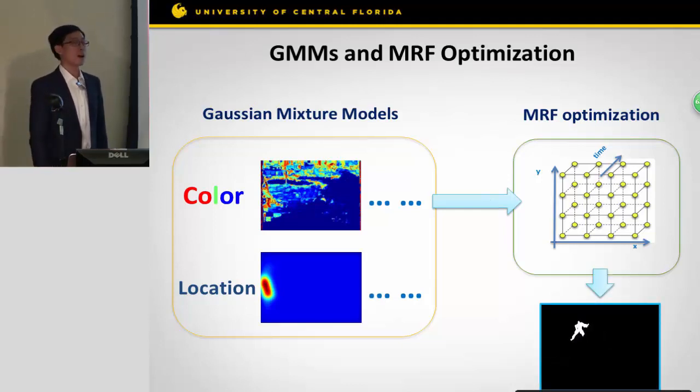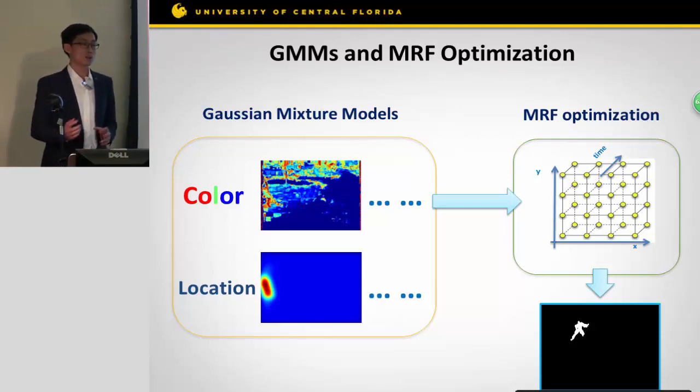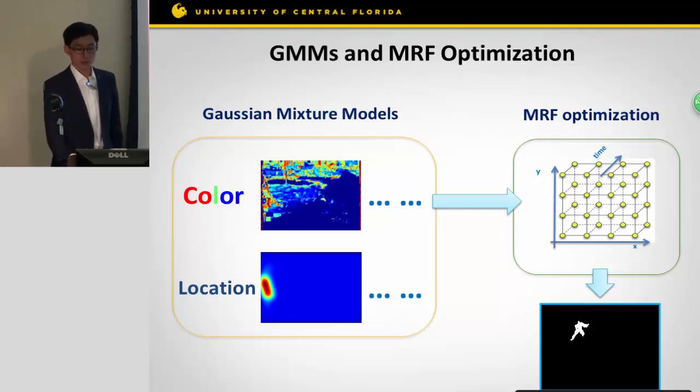And for the MRF, it has unary terms and binary potentials. For the unary potential, we are using the output from the GMMs. And for the binary potential, we are using the color similarities between the adjacent pixels in the video frames.